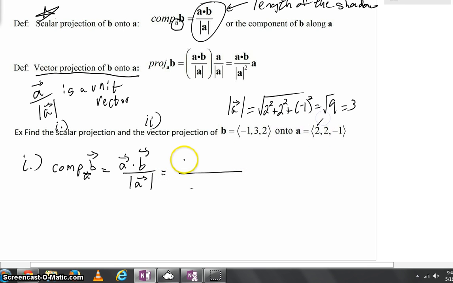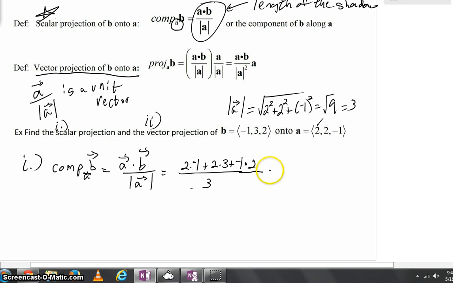Well, it's the i components, 2 times negative 1, plus the j components multiplied together, 2 times 3, plus the k components multiplied together. And I'm taking the A component first. You very well could take the B component first. It's all commutative. The length of vector A down below is just a 3.